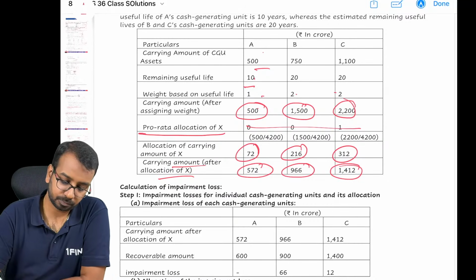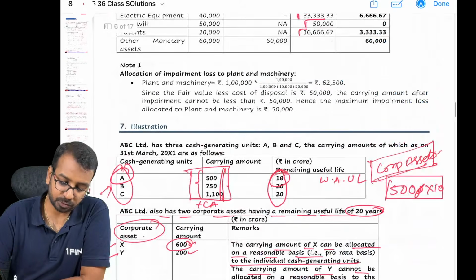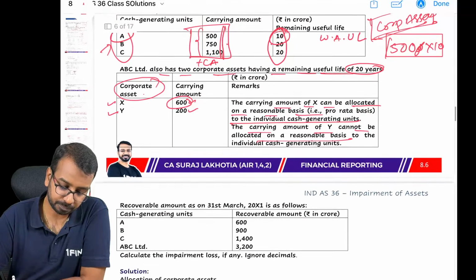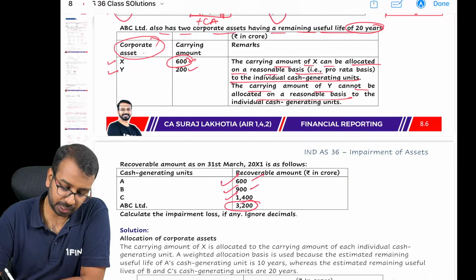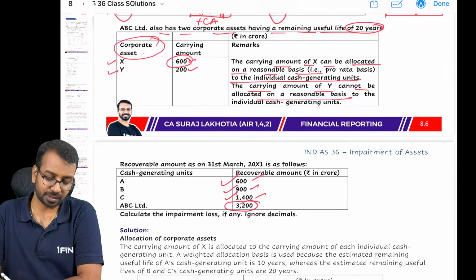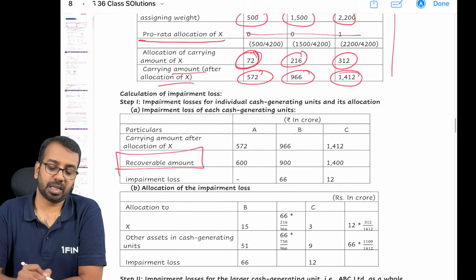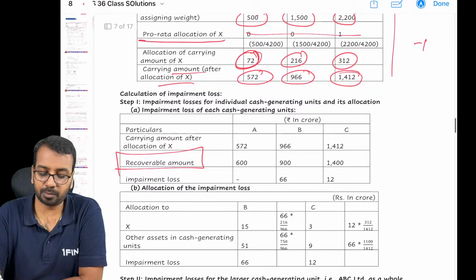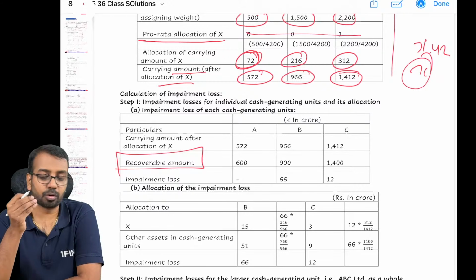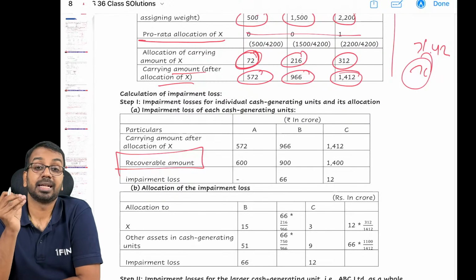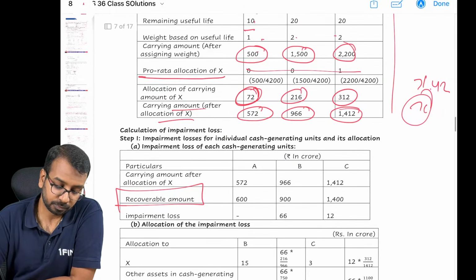Alright. Now, once this is done, the next step is to compare that with the recoverable amount. The recoverable amount has been given in the question: 600, 900, 1400, and for the company as a whole 3200. Now the problem in this question is they have said ignore decimals and they have rounded off decimals. When you say ignore decimal, 71.42 should be 71, but they actually mean round off. I don't know when they will improve this, giving instructions clearly in the question so that the students are not confused.